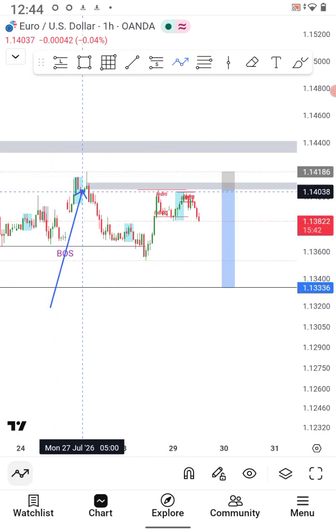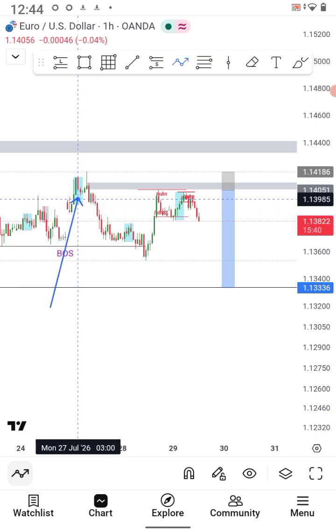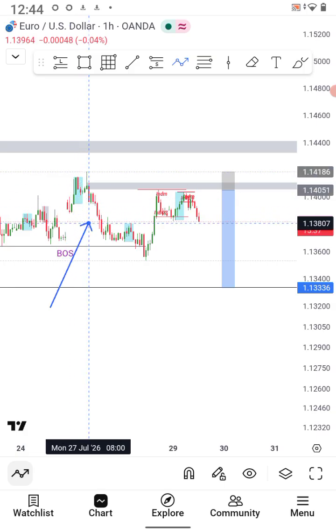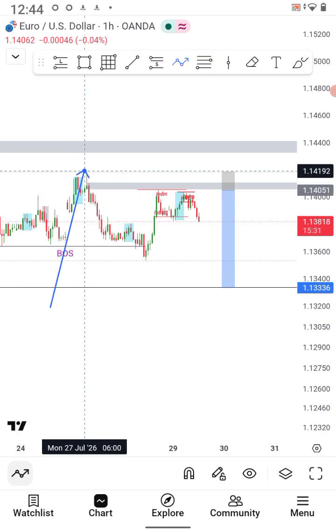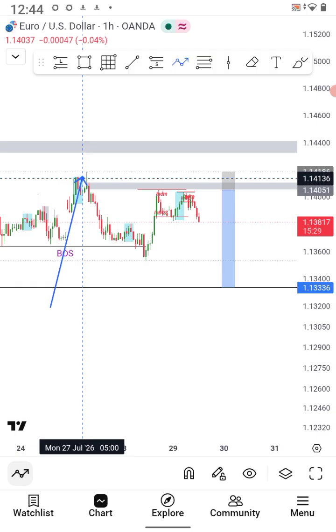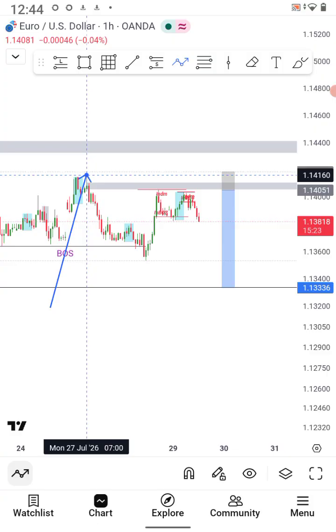You can see this sharp move, sweep of liquidity, break of structure. I regard this as a kind of order block, a breaker block, swept liquidity, break of structure. This is exactly what I want to see. Are you seeing it now? Once I see this, then I mark this. This particular one is a very good order block.